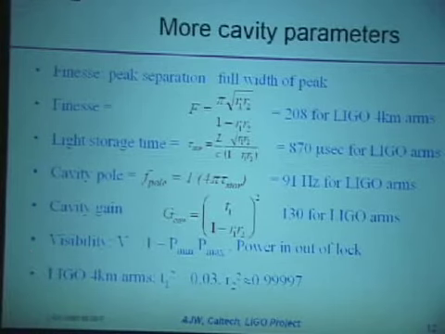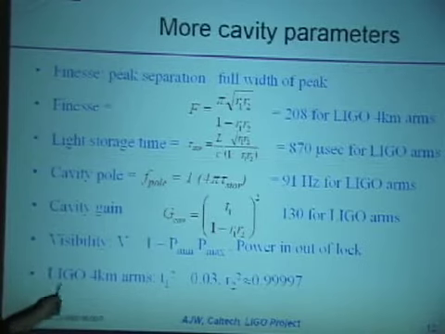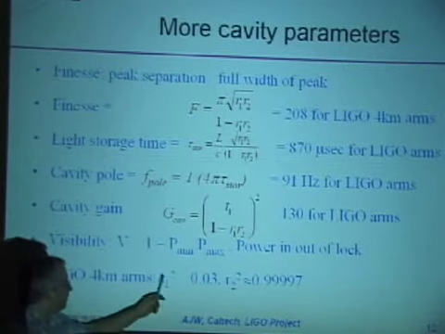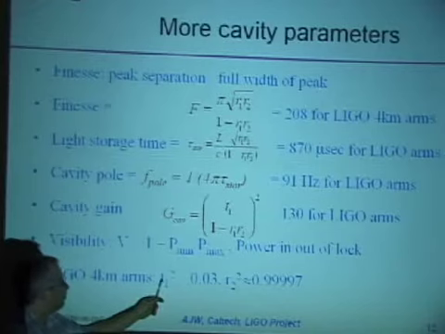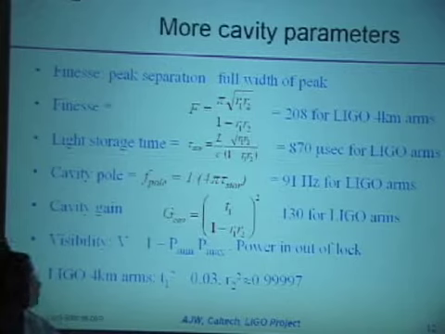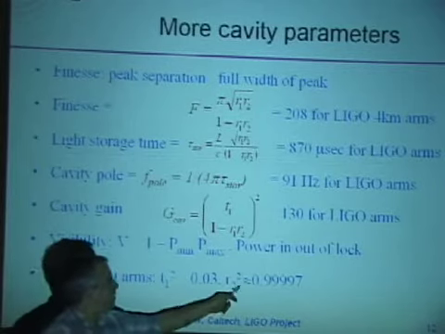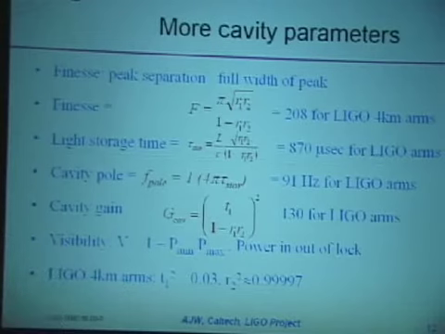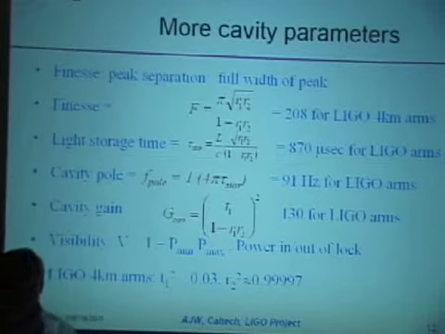The visibility is another quantity that's worth knowing about, but I will skip it for now. And for the LIGO arms, the power transmissivity of the input test mass is 3%. The power reflectivity, which is little r squared, is 97%. And for the back mirror, we try to make the power reflectivity as close as possible to 1. Those are numbers for initial LIGO. They're a little different for advanced LIGO.